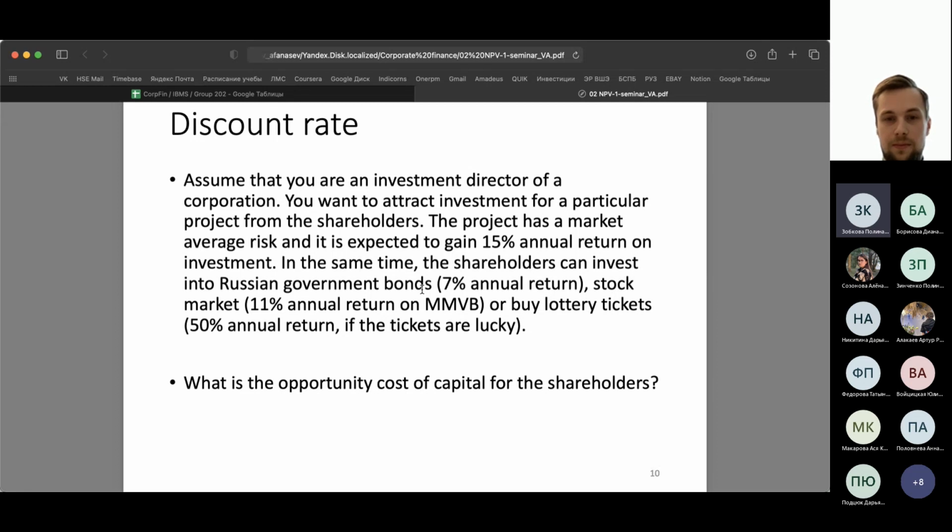Maybe 15%. Well, actually, 15% is the expected return, but for the shareholders, it's 11%. Why? Because the first one is government bonds, which is not really comparable with the company. The third one is something like lottery tickets, not the same at all. And the second one is the stock market, so it's pretty much what we want from the shareholders.